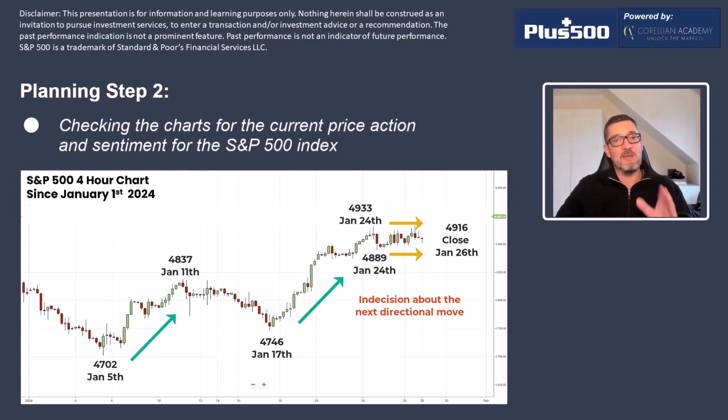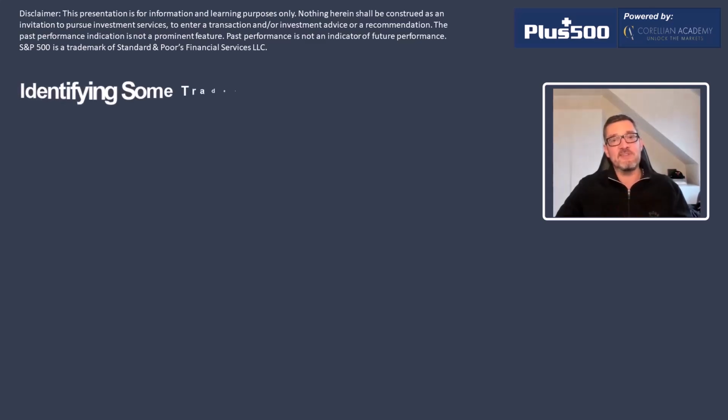Now, I completed steps 1 and 2 over the weekend, so I have something to support my trade idea. Now it's all about watching and assessing the S&P 500 index at the start of the new week to try and time the execution of my initial sell trade. Now, my next consideration is identifying some tradable levels.